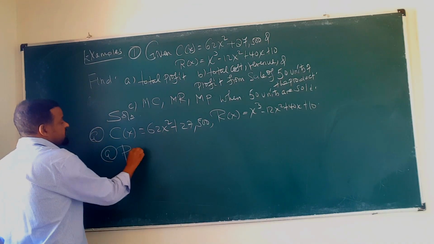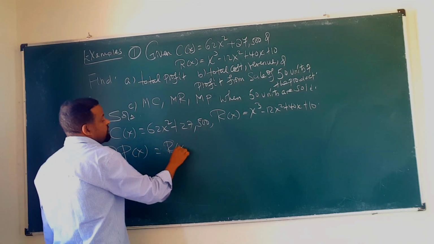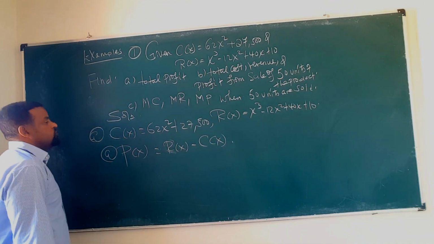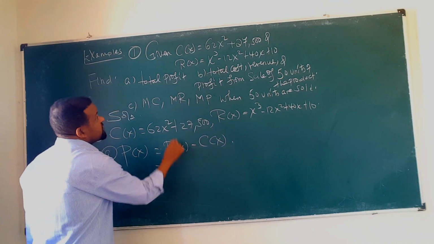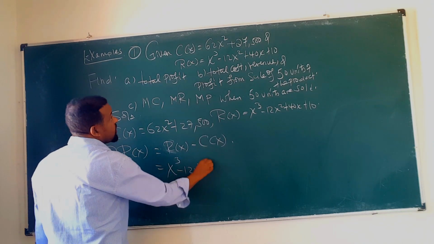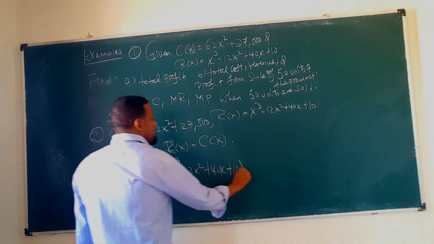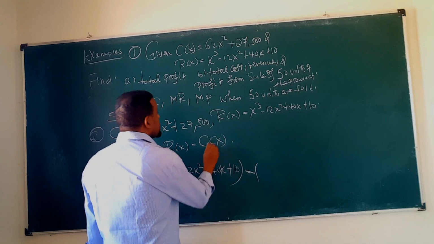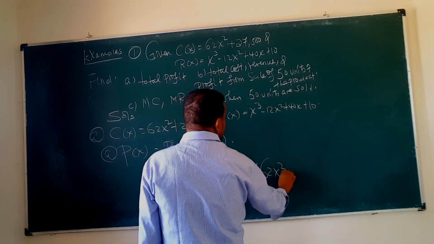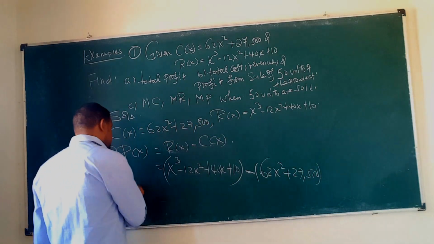That means the profit function P of x is given by the revenue function R of x minus the total cost function C of x. So the revenue function is x cubed minus 12x squared plus 14x plus 10, then minus the cost function, which is 62x squared plus 27,500. So this is the profit function.